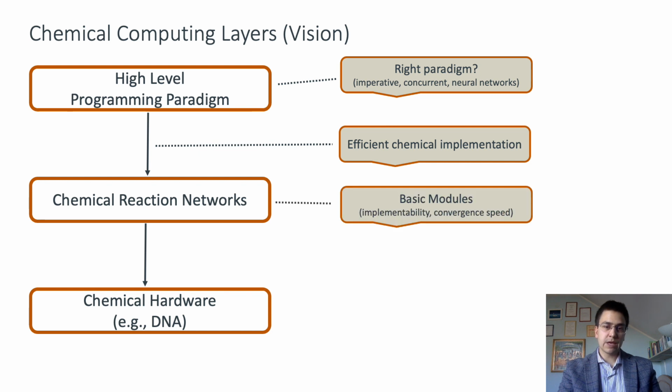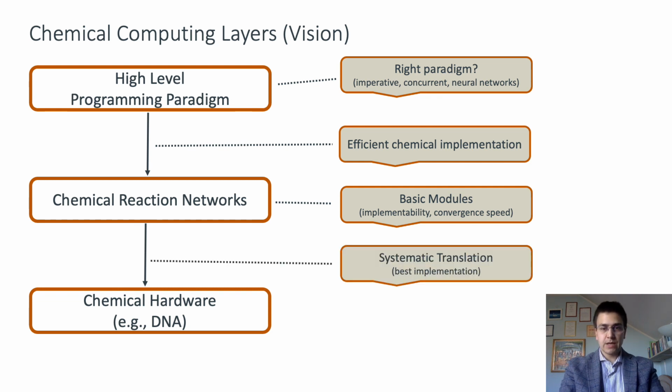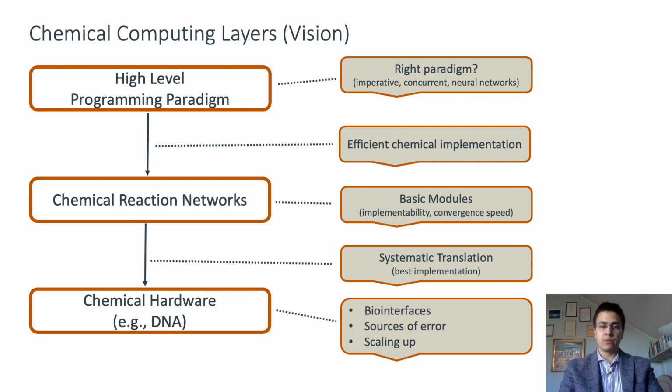Then on the level of chemical reactions, we are still in search of basic modules, that is, the modules that efficiently compute certain functions and should be used as building blocks in supporting our high-level programs, basic instructions. Then we need tools for systematic translation from chemical reactions to hardware, where currently we need to do a lot of manual work, and that needs to be automated.